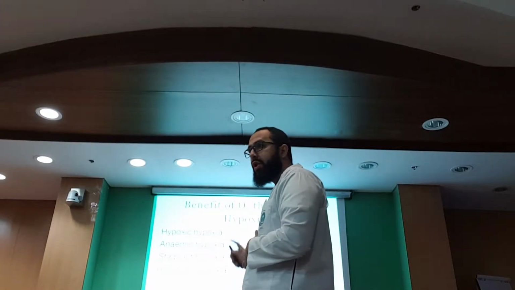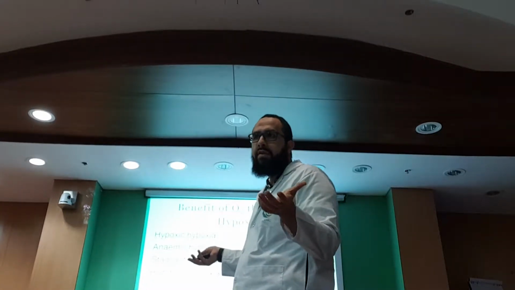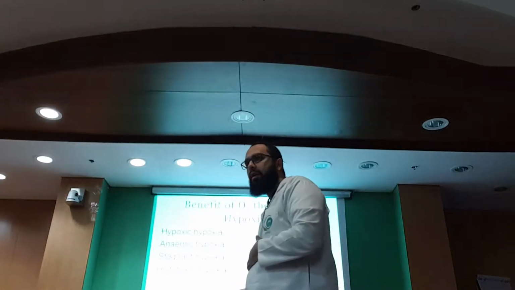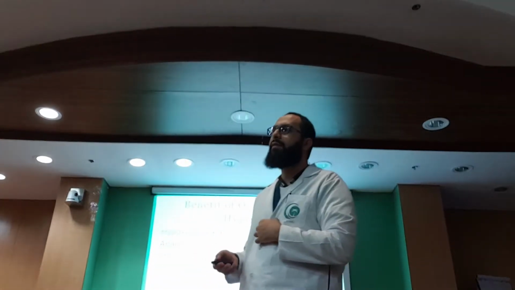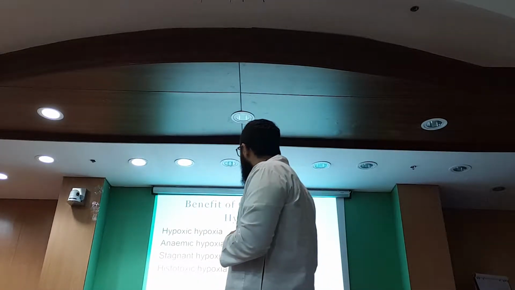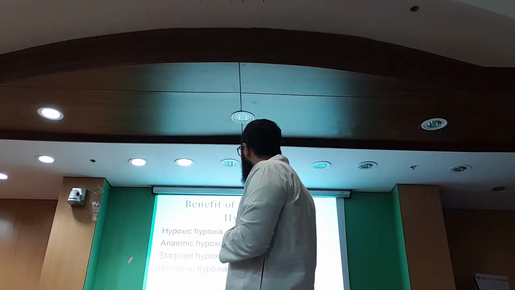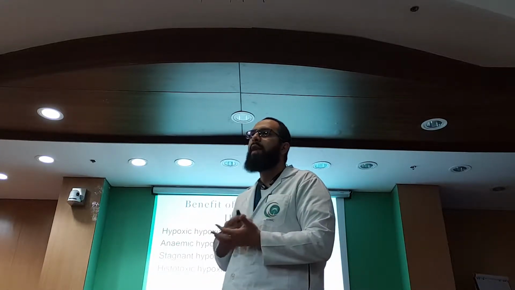So in hypoxic hypoxia, I need to give oxygen. This is the main benefit. But in anemic hypoxia, if you increase the oxygen, it will not benefit. All hemoglobin is full. In stagnant hypoxia, if you give oxygen, it will not benefit. You need to improve the blood pressure. Right? You need to give the patient fluids if you have less fluid, or give something to increase blood pressure. Okay? In histotoxic hypoxia, there is no benefit because the cell will not utilize that oxygen. So you need to give an antidote to return the function of oxygen utilization in the cell.